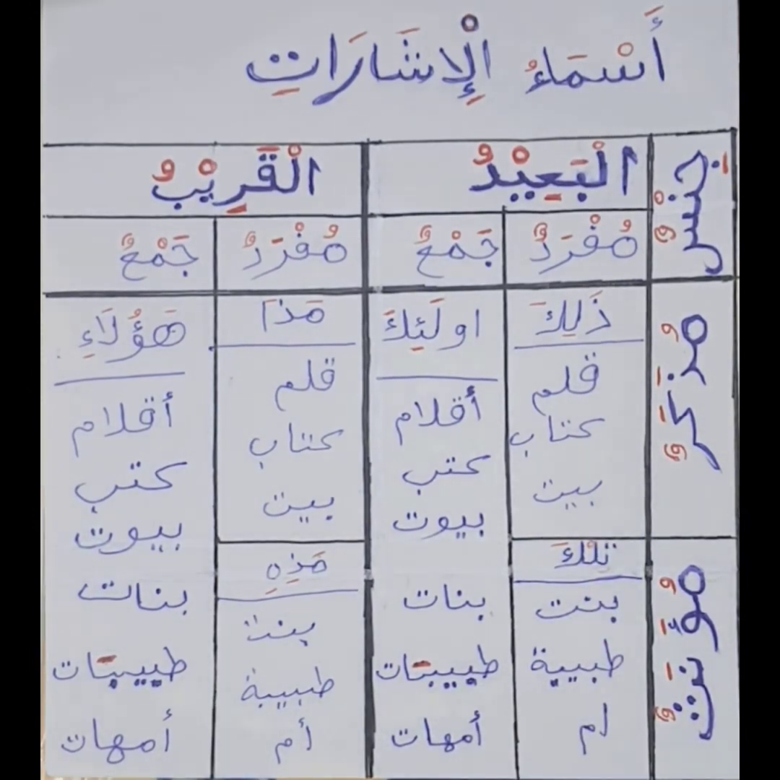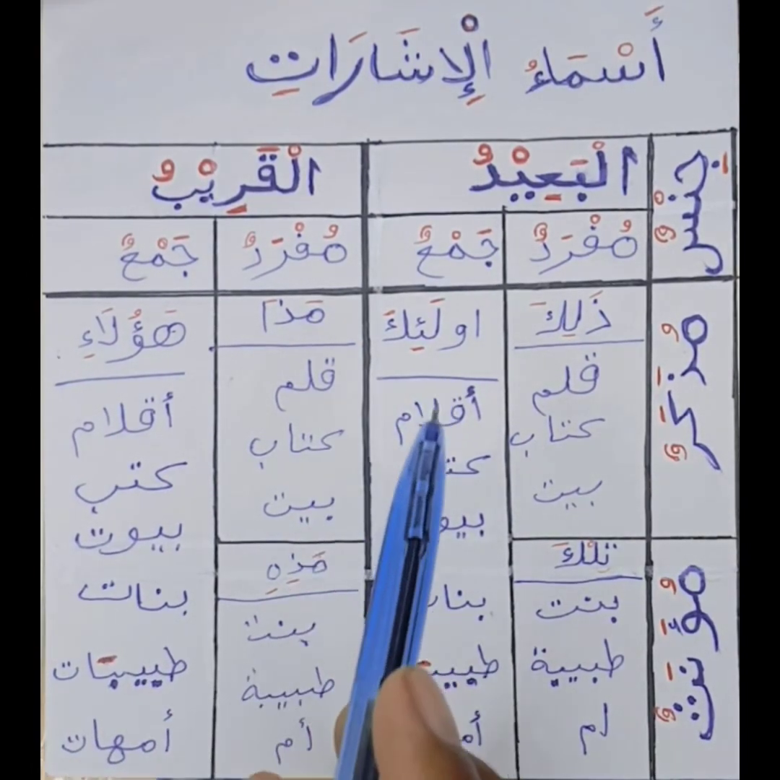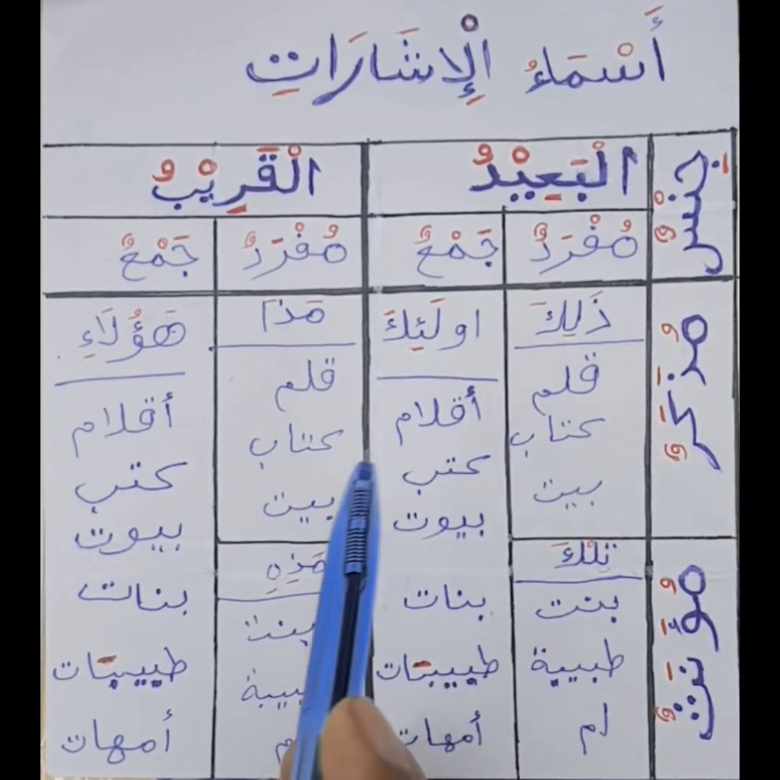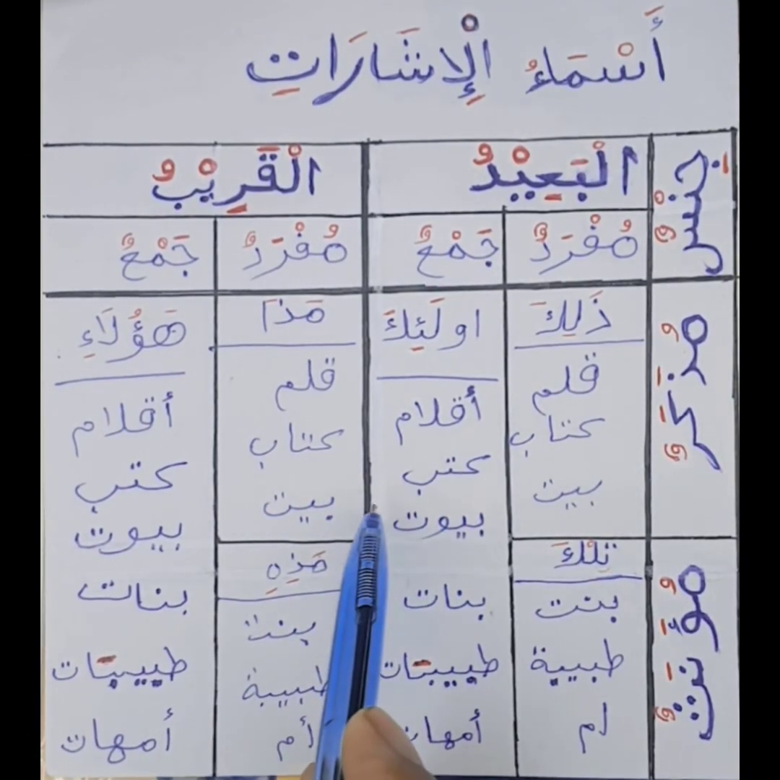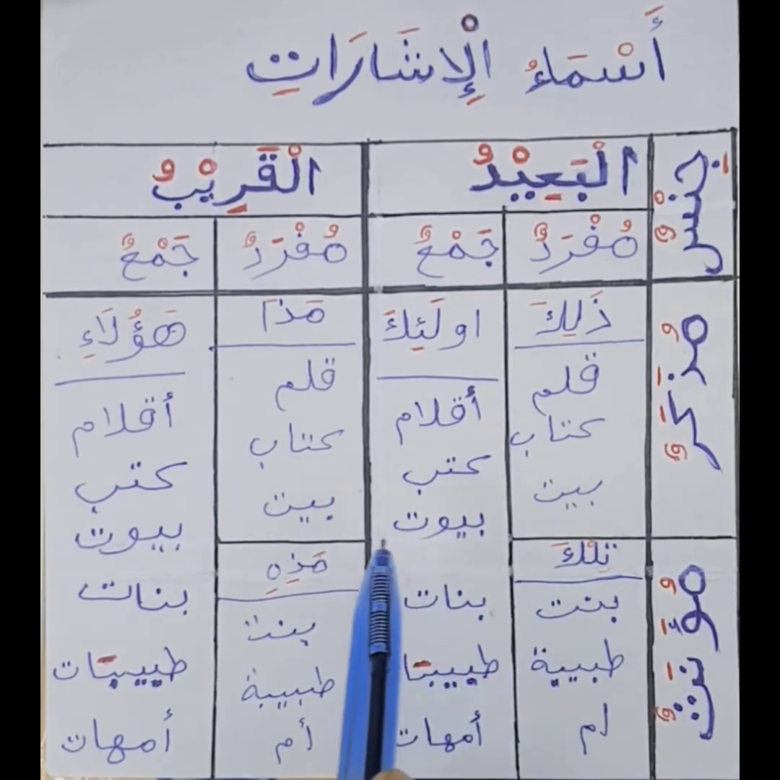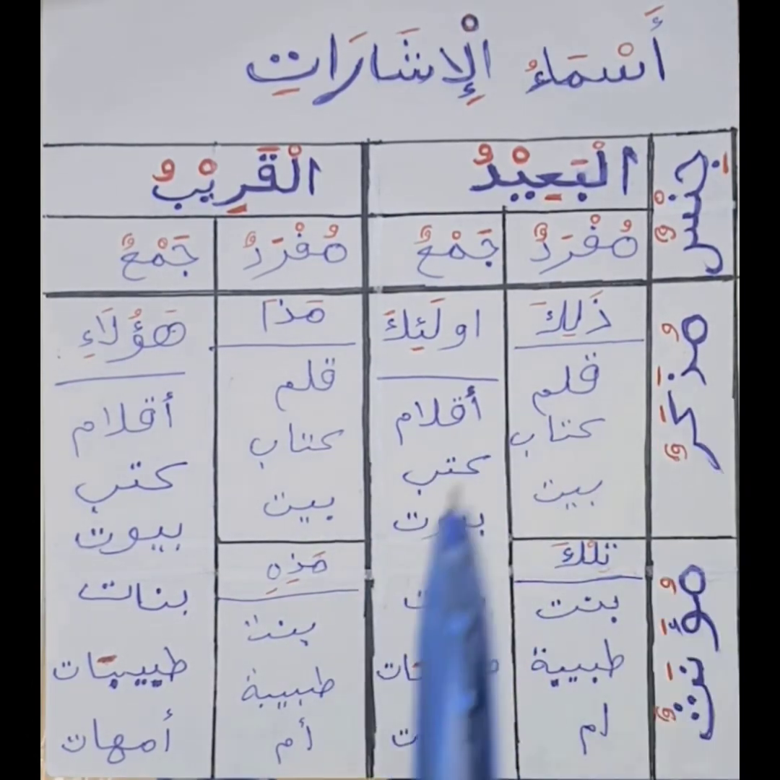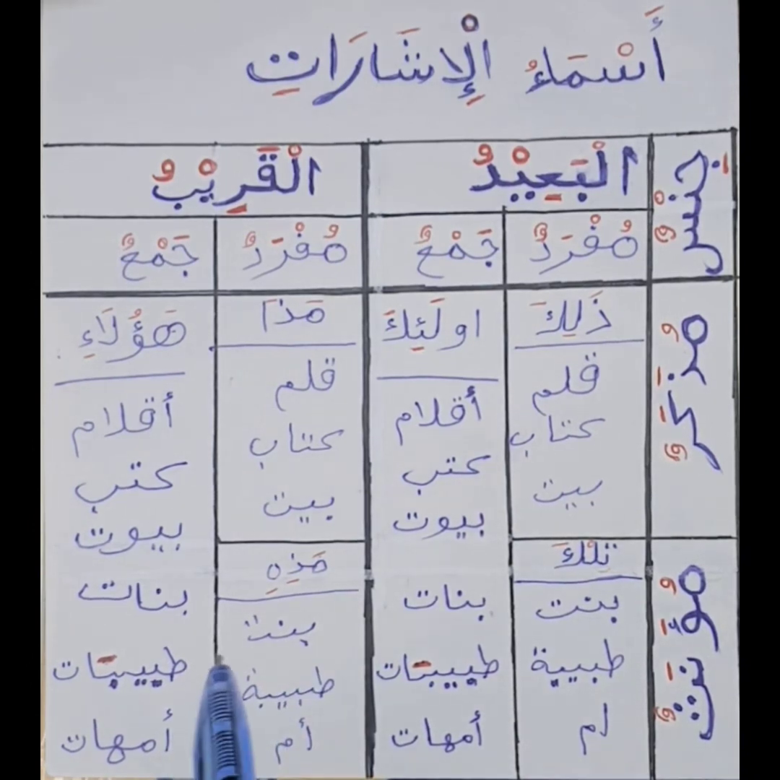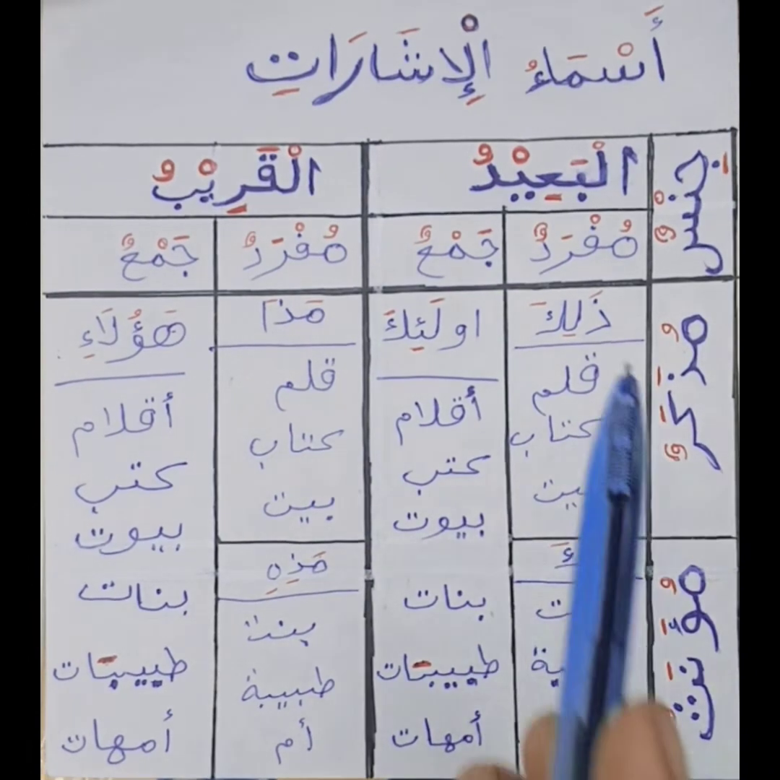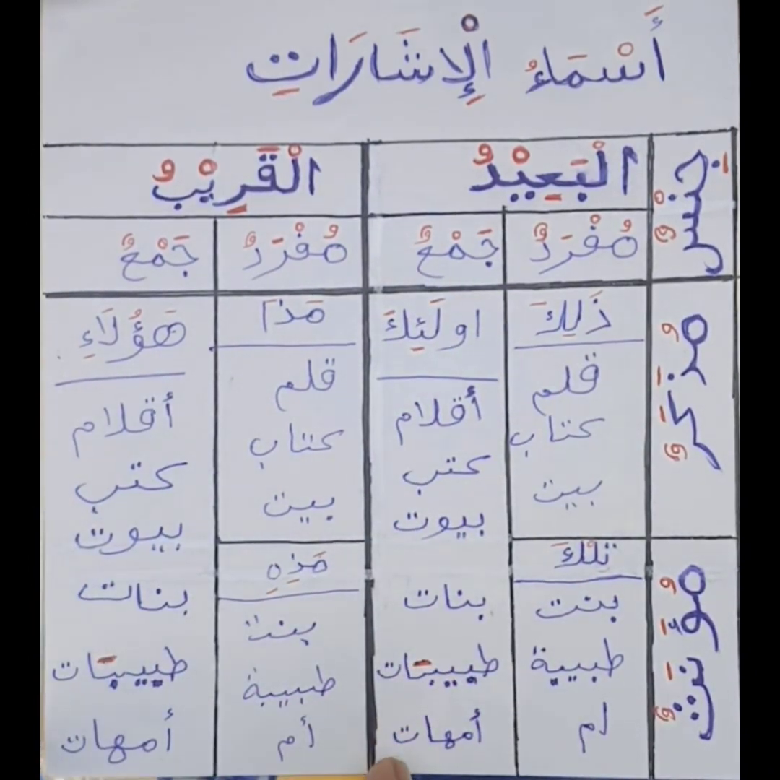And for the objects that are far, masculine or feminine, when they are plural, we use ulaika. Ulaika aqlamun, those are pens. Ulaika kutubun, those are books. Ulaika buyutun, those are houses. Ulaika banatun, those are girls. Ulaika tabibatun, those are female doctors. Ulaika ummahatun, those are mothers. So this is the summary of Asma'u Isharat, which we call in the English language demonstrative nouns.